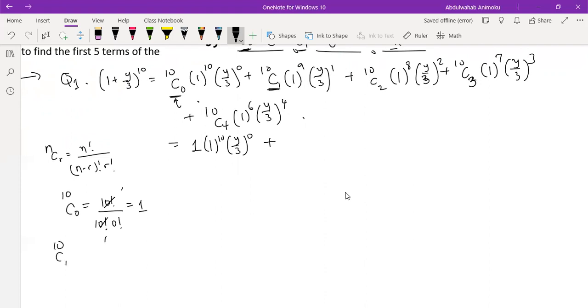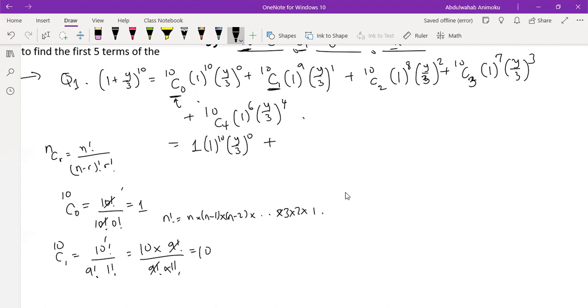Then 10 combination 1 is just 10 factorial over 10 minus 1, 9 factorial, times 1 factorial. So what is n factorial? It is just n times n minus 1 times n minus 2, all the way to 3 times 2 times 1. The same thing here, this is going to be 10 times 9 factorial, all over 9 factorial times 1 factorial. So this 9 factorial will cancel out, and 1 factorial is 1, so this will give us 10, which is expected, right? 10, 1 raised to power 9, y over 3 raised to power 1.